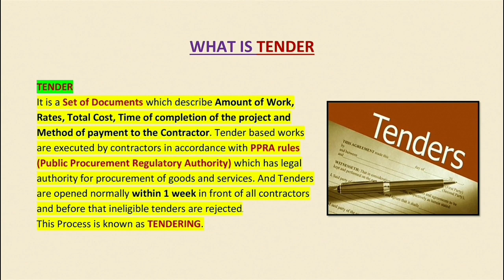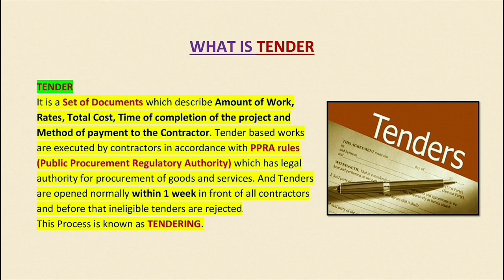So now let's talk about tender. Tender is a set of documents which describe amount of work, rates, total cost, time of completion of the project, and method of payment to the contractor. So tender is basically a set of documents which describe our civil work amount, civil work rates, civil work total cost, and the complete time of completion of our civil project, and the methods of payment to the contractors. So these are basically documents which describe all of this information.